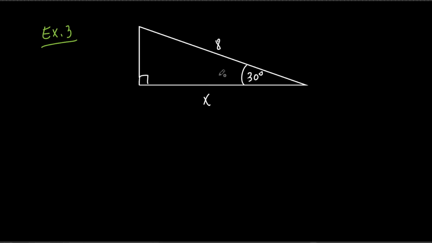What are the other missing parts? Well, you got x right here. This is missing, right? We'll call that y. What else is missing? The other angle. We'll call that b. All right, this one right here. You with me?